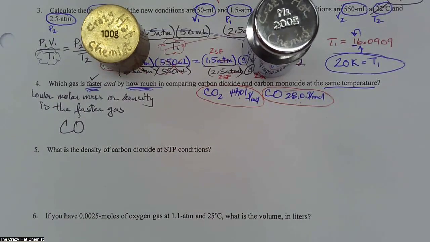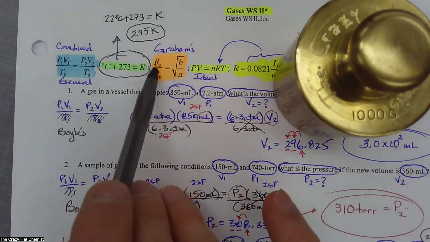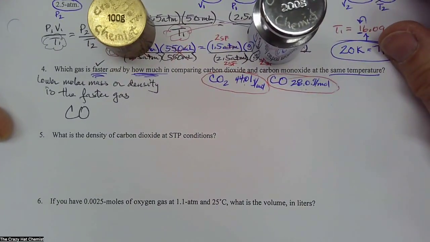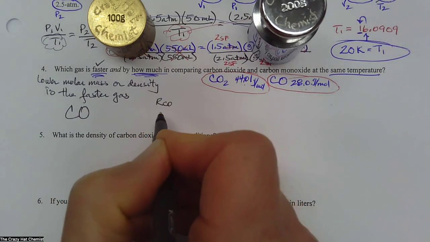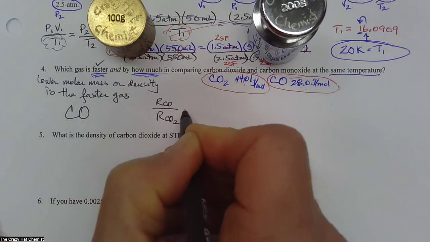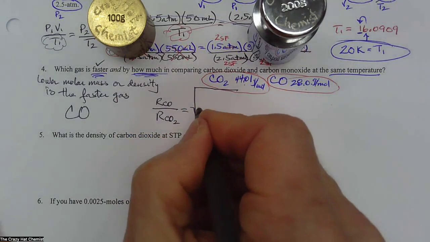Check, done that. Now we're going to figure out how much faster carbon monoxide is compared to carbon dioxide at the same temperature. And that is dealing with Graham's law. So I'm going to scroll right back up over here. And this is Graham's law. I'm going to plug into this rate equation. Here we go. So the rate of the faster gas, in this case carbon monoxide, over the rate of the slower gas, carbon dioxide, is equal to the square root of the inverse molar masses.